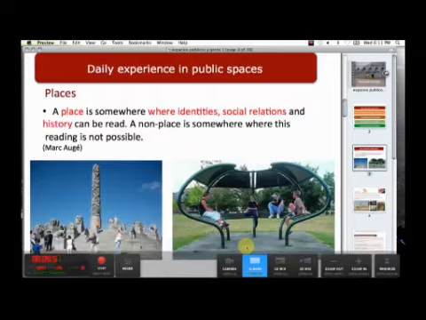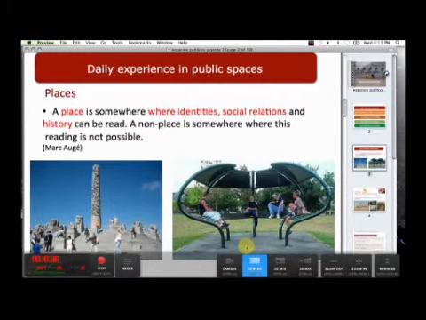So basically, for Marc Augé, a place is somewhere where identity, social relations, and history can be read, and a non-place is somewhere where this reading is not possible. Okay, so I think he puts a lot of emphasis on the notion of records, of identity, of symbolism, and all the potentials and the power that is behind these concepts in the relation between a person and a space.